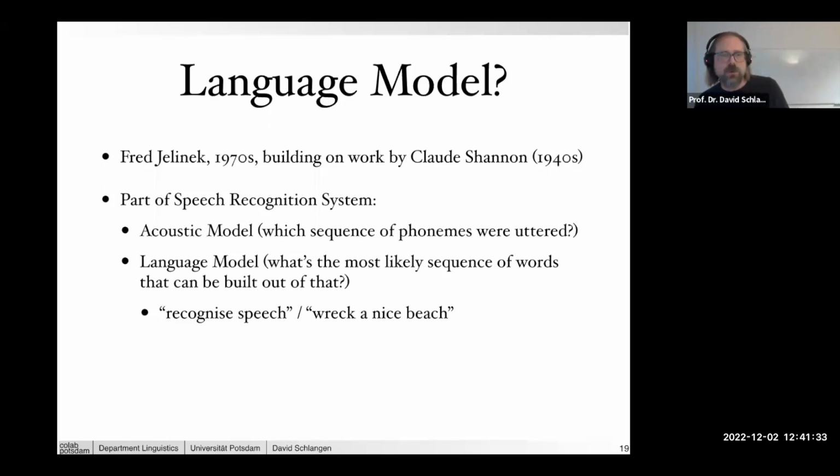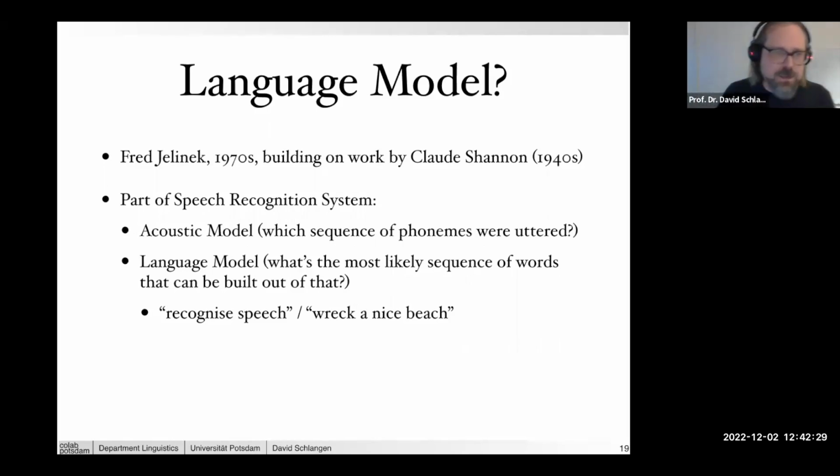And crucially, language model makes sense in the context of there also being an acoustic model. So it's not part of speech recognition, it's a part of a speech recognition system. As part of a system that recognizes spoken speech, you have an acoustic model. I'm simplifying things a little bit here. This acoustic model basically tells you which sequence of phonemes was uttered, or what the most likely interpretation as a sequence of phonemes is of the incoming audio. And then there needs to be a second part, a language model that tells you what the most likely sequence of words is that can be built out of the sequence of phonemes.